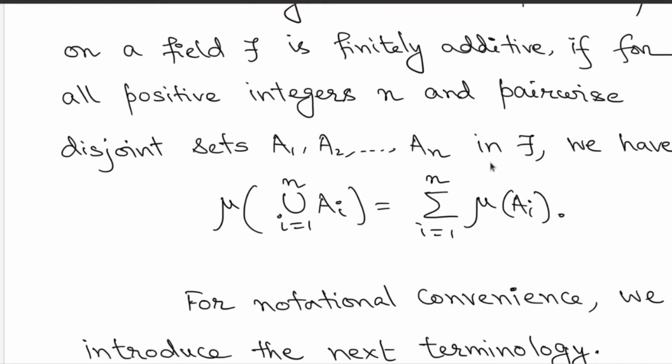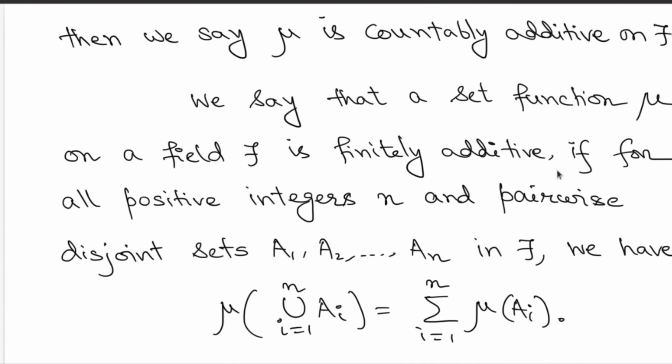If you get such sets, then by the structure of the field, their finite union is already inside the field. So you don't have to make this additional assumption. You can talk about the mu of this union, since mu is defined on the field. That is your left hand side, but you want to claim that its size can be obtained by adding up the individual sizes of the sets. If you have this property for all possible n and all possible sets in the field, then you say that this set function is finitely additive.